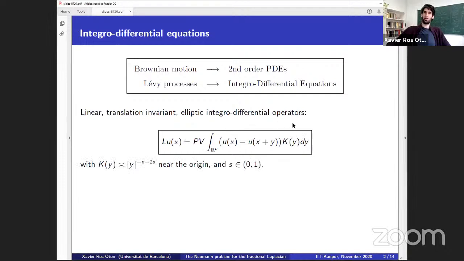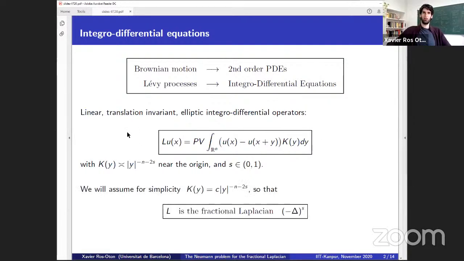Then the most natural class of kernels to study are those satisfying this. The kernels are always non-negative, and basically this is the class that we always study: kernels that are comparable to a pure power. The power must be negative and of the form minus n minus 2s, with s between 0 and 1. Actually, when s converges to 1, if you put the right constant in front, this converges to the Laplacian. So this is a one-parameter class of operators that, when s equals 1, converges to the Laplacian. It's a continuous extension of the theory of second order PDEs.